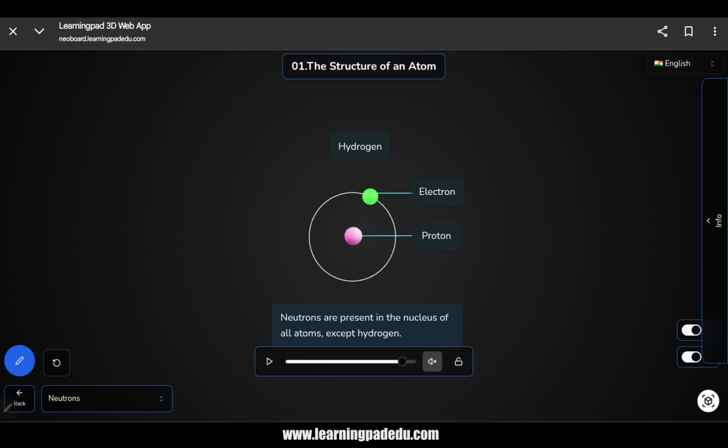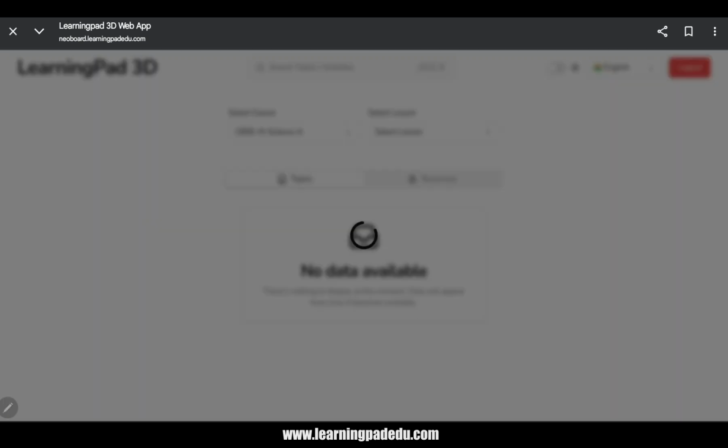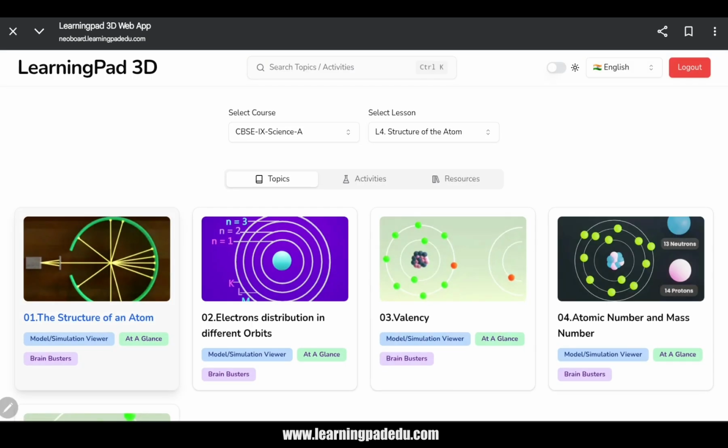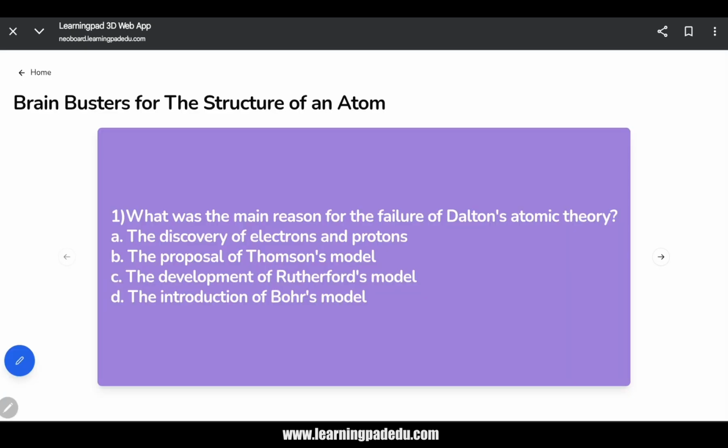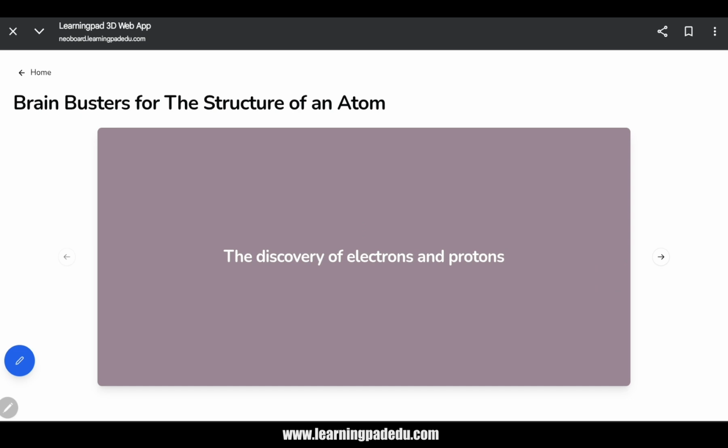So, did you understand? Now, let us check what we read. Here, to check what we read, let us answer some questions. So, children, look at the questions. First question: what was the main reason for the failure of Dalton's atomic theory? See the options. Anyone to answer? Let's check the answer. The answer is the discovery of electrons and protons.